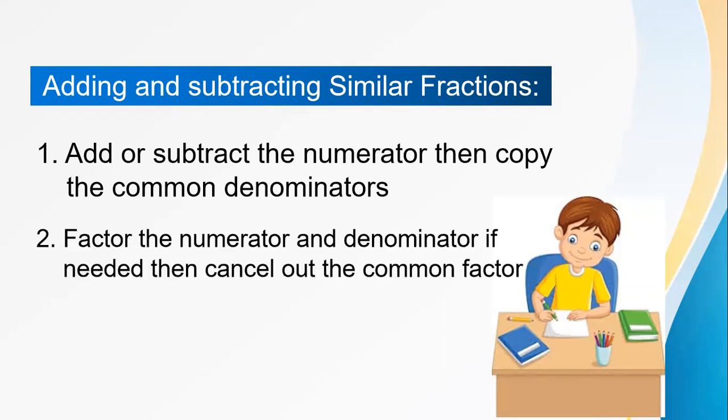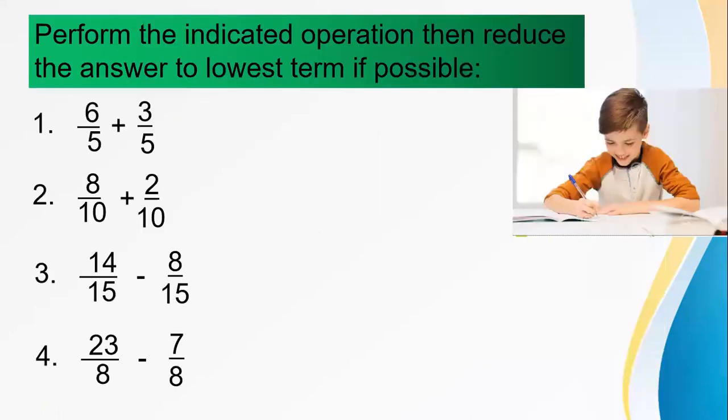Then, second, factor the numerator and denominator if needed, then cancel out the common factor. Number three, simplify if needed. Perform the indicated operation, then reduce the answer to lowest terms if possible. So these are the examples.